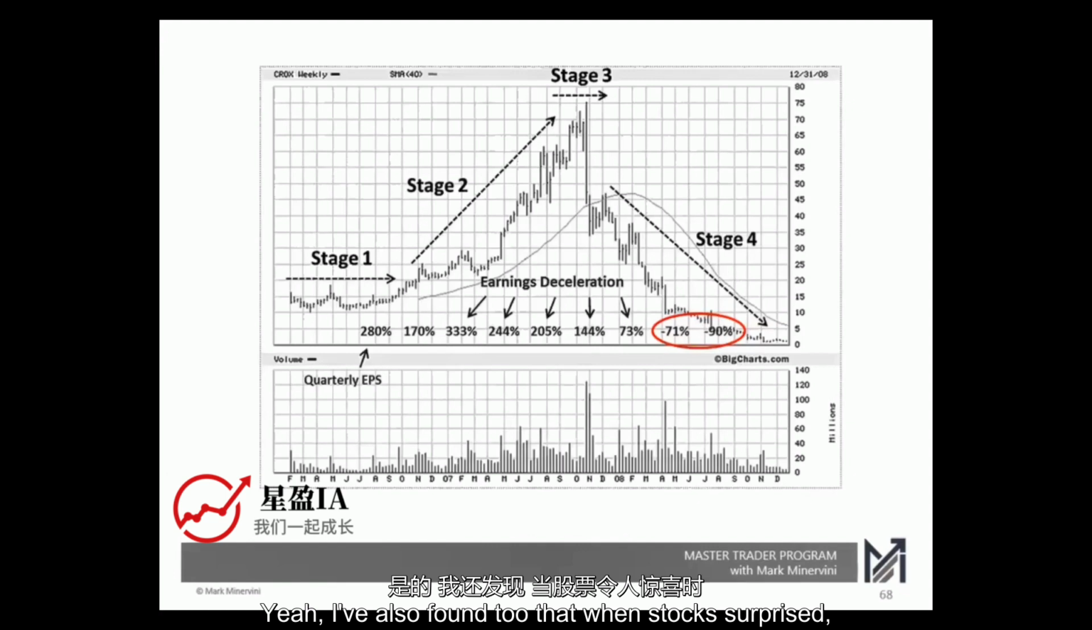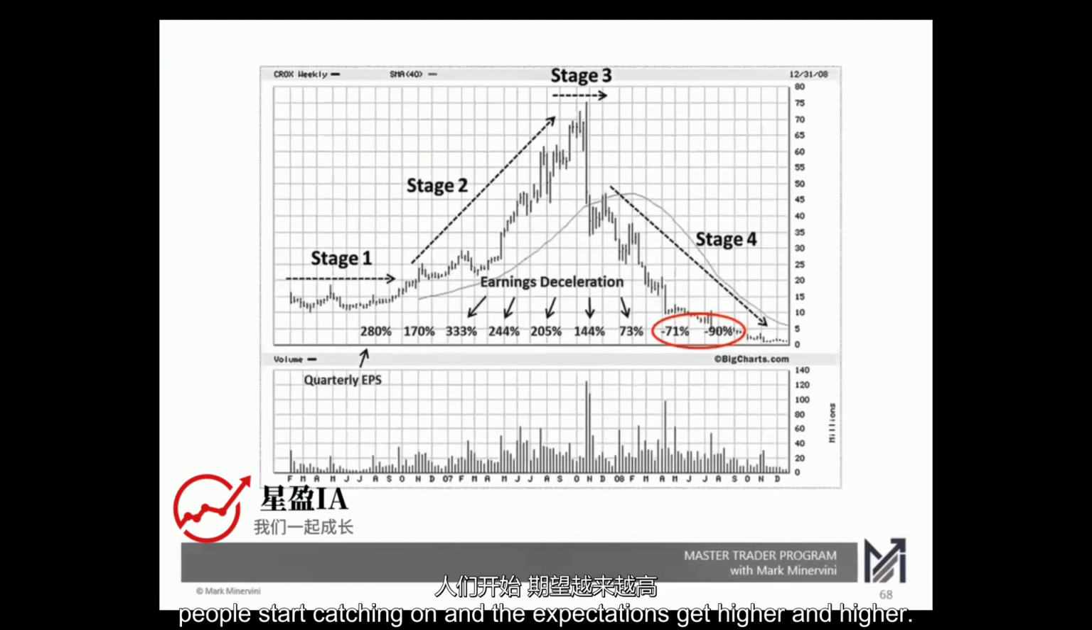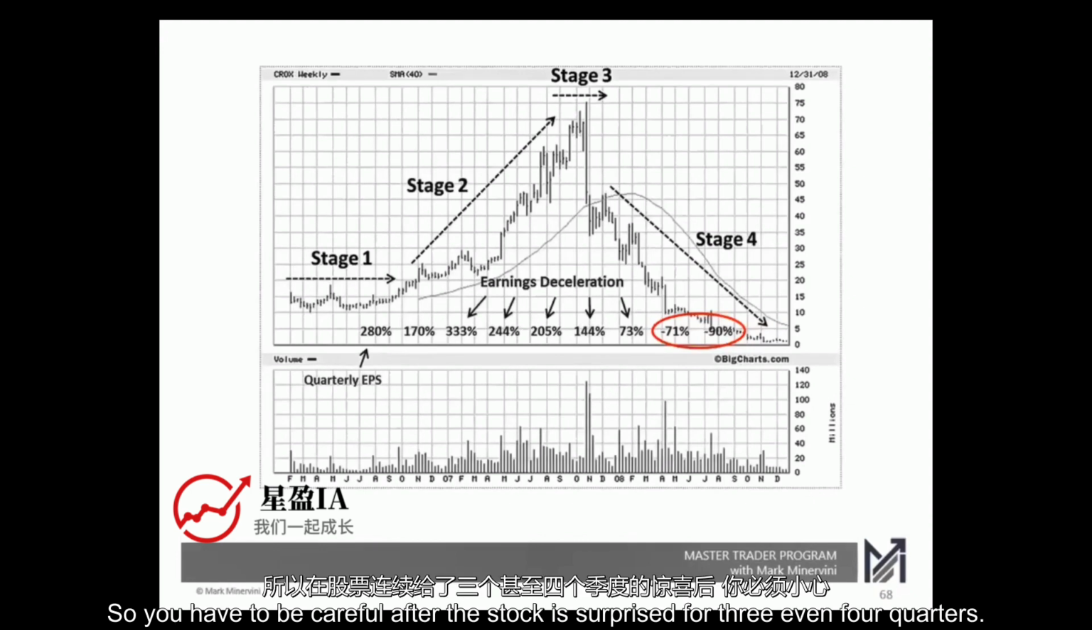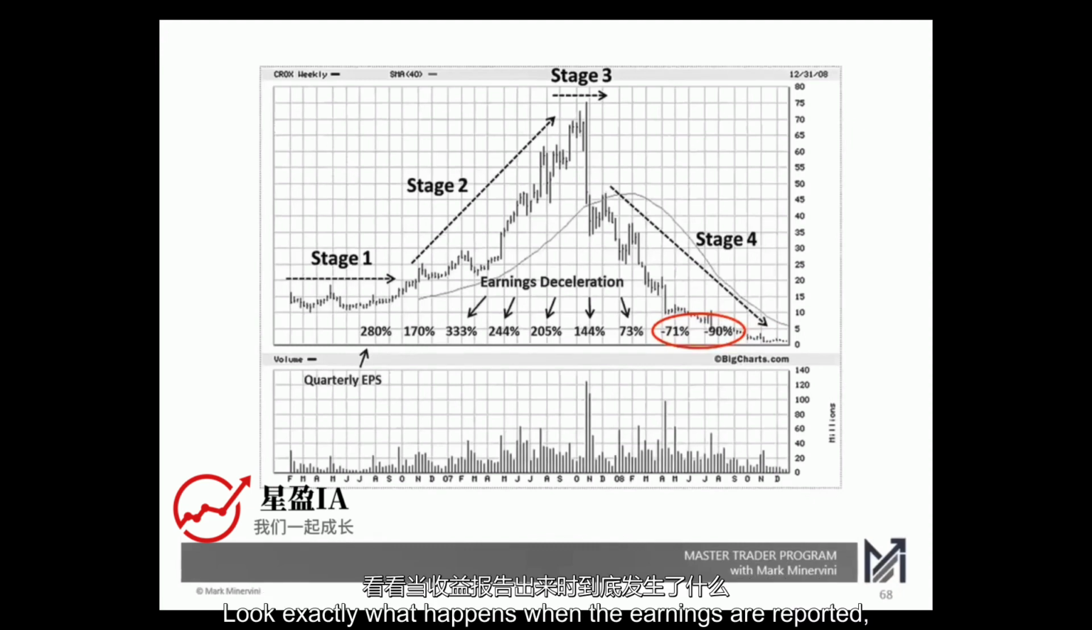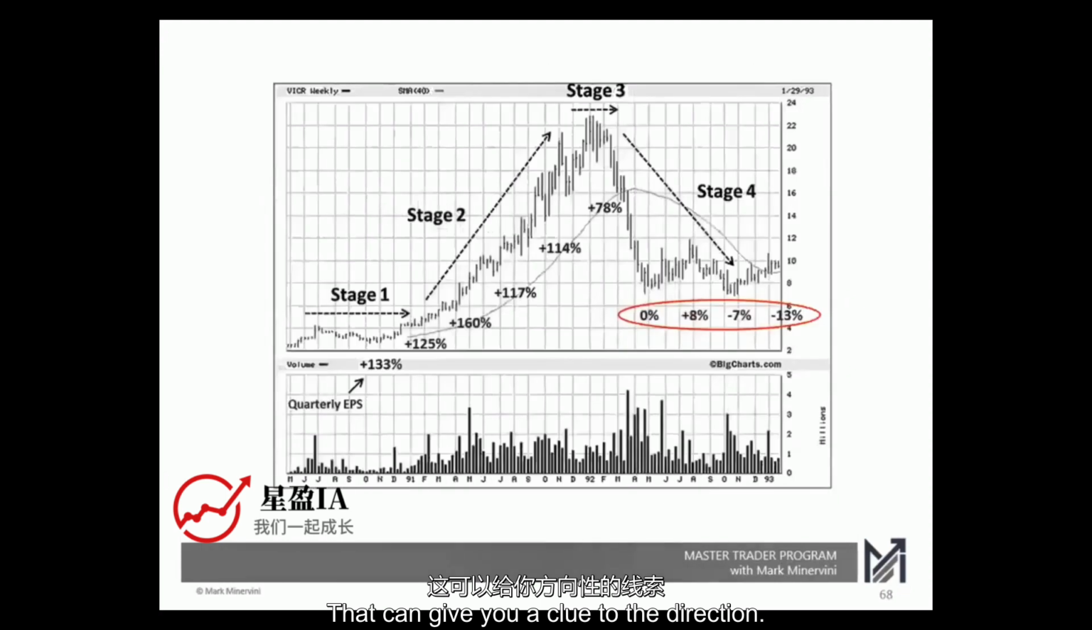Yeah, and I've also found that when stocks surprise, when they have great earnings growth that's much greater than expected, after about 3 of those surprises, people start catching on and the expectations get higher and higher. So you have to be careful after the stock has surprised for 3, even 4 quarters, and look at exactly what happens when the earnings are reported. What is the reaction of the stock? Right. And that can give you a clue to the direction.